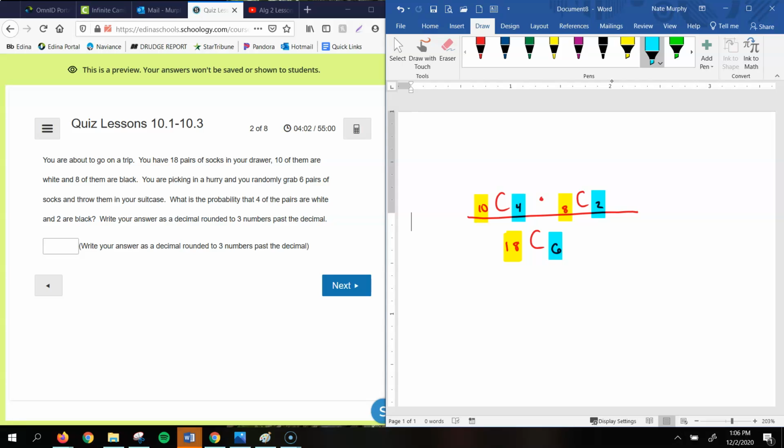So I'm just going to do the top part all in one step. I'm just going to type this in on my calculator. 10 choose 4 times 8 choose 2. And you get 5,880.